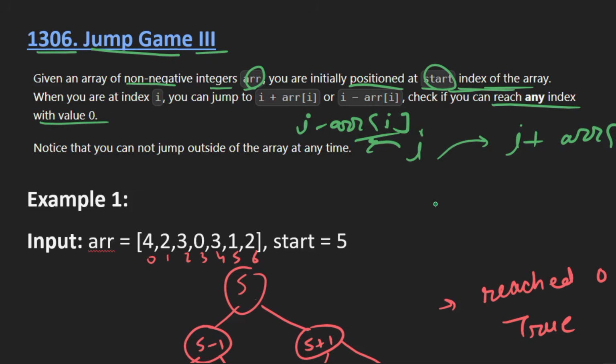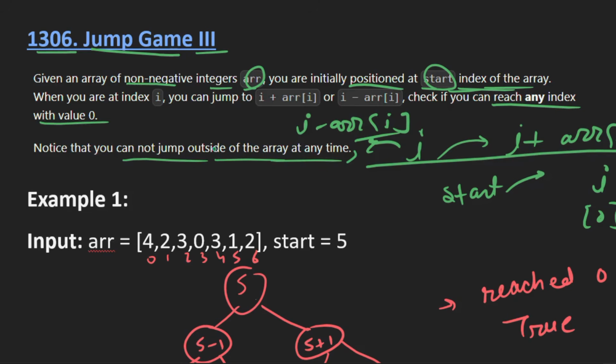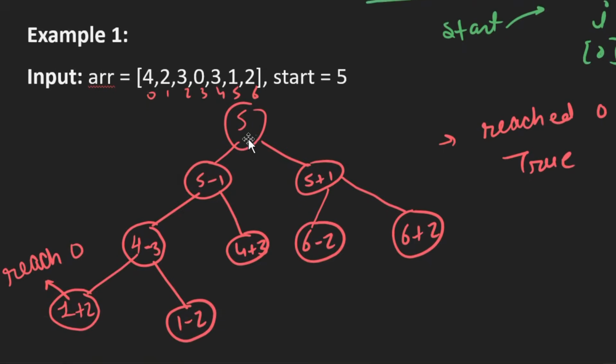So basically what is our goal? Our goal is to reach any index i whose value is 0 from the start index using these two jumps, right? And it is also given that we cannot jump outside the array, right? So let's see an example to get the question more clearly.